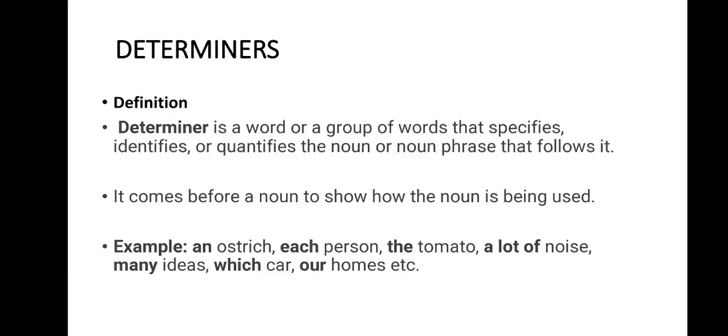Let's see the example. An ostrich, each person, the tomato, a lot of noise, many ideas, which car, our homes, etc. So can you see the highlighted words? They are known as determiners. So what are those words? An, each, the, a lot of, many, which, our. Okay, so all these words are known as determiners.